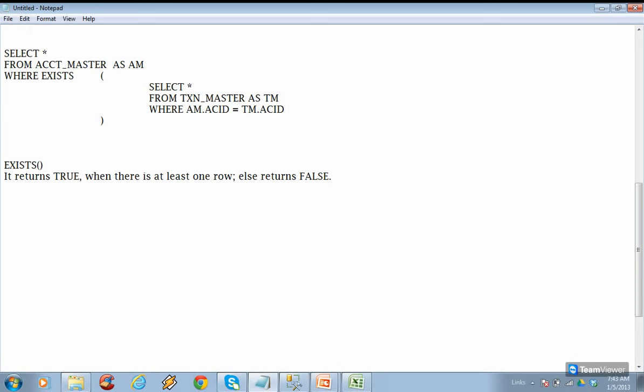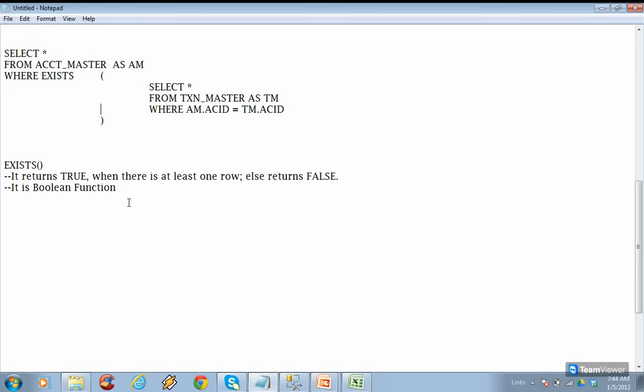It returns true when there is at least one row, else it returns false. This is a Boolean function you have to understand. Booleans mean it always gives you a single value. Function means you need to have these brackets. Exist is the function and this is the bracket for the function. Okay, this is the bracket.